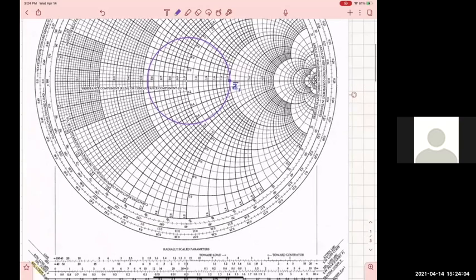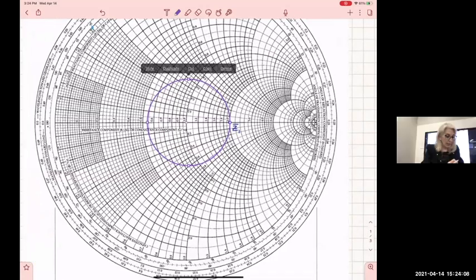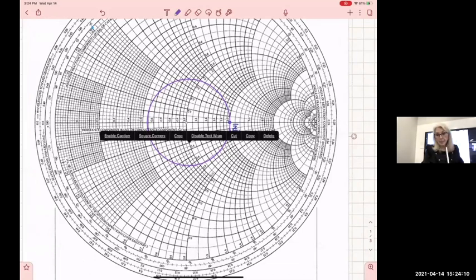Question: you may have said this, but how do you know how big to make the circle? Okay, the circle has its center at the center of the Smith chart and goes through the point which is the load. That's how I find it. There's only one circle.